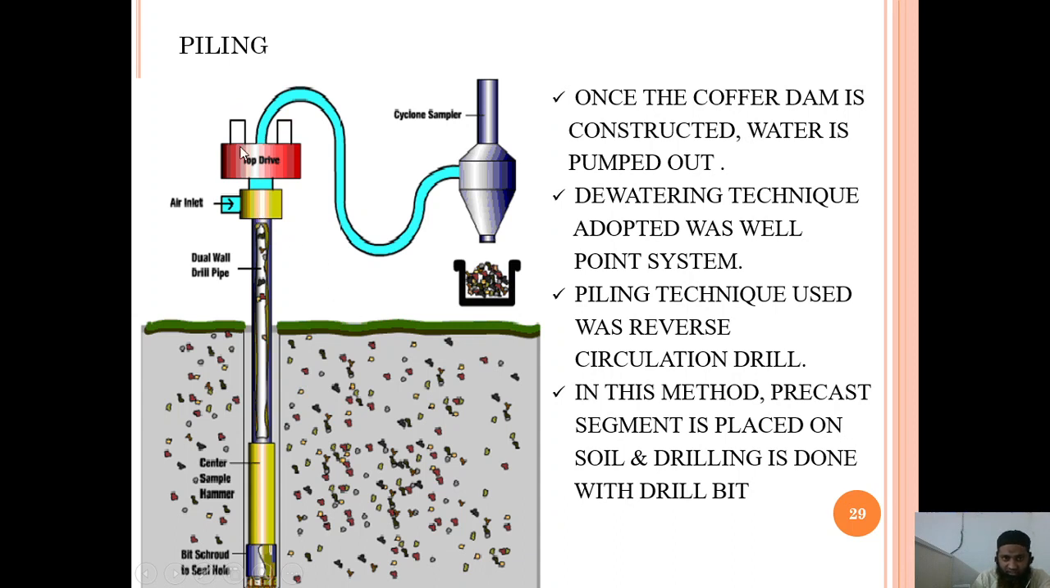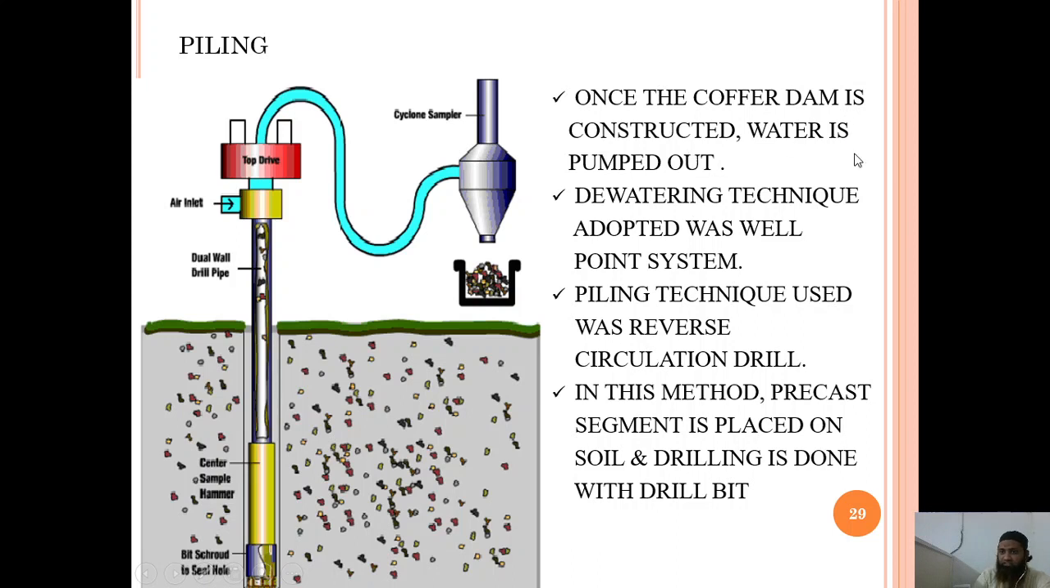Just see this piling, how it is a dual water drill pipe. You can just see a center sample hammer is there, with a hole. This makes the hole. This is the hammer here. Cyclone sampling. You can just see it. This is how it gets entered.